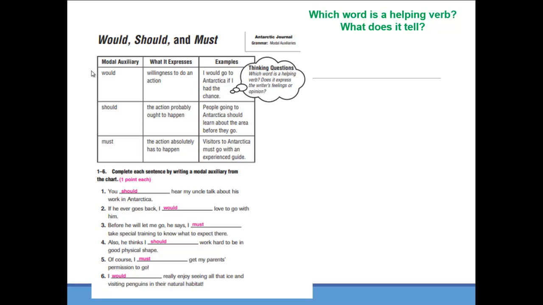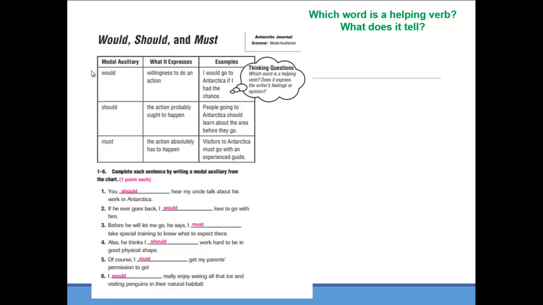So, I would go to Antarctica if I had the chance. It means that I really want to go to Antarctica if I had a chance. So here there is a willingness to do an action. There is someone who really wants or wishes to do something.